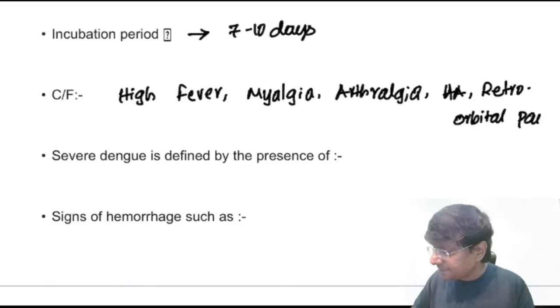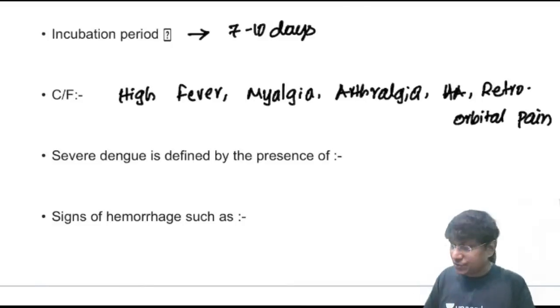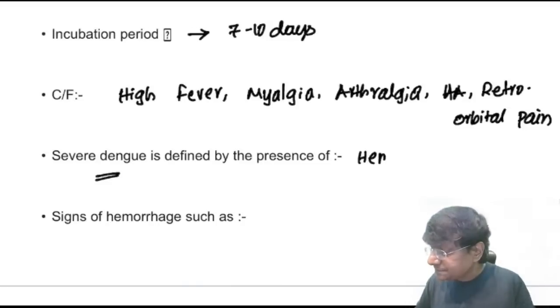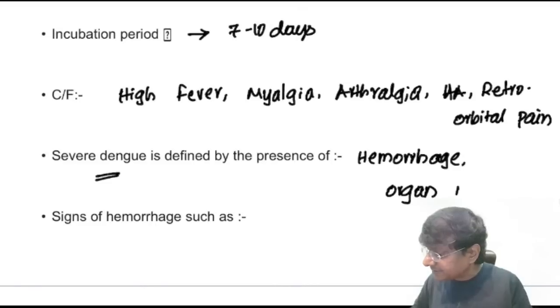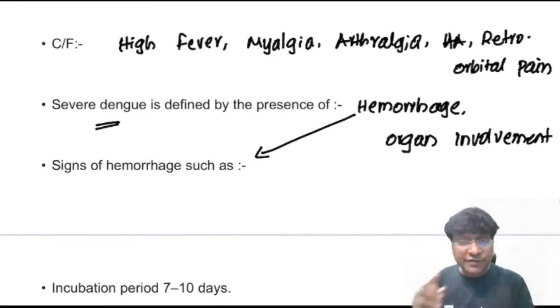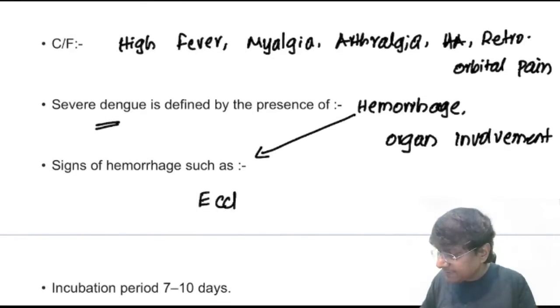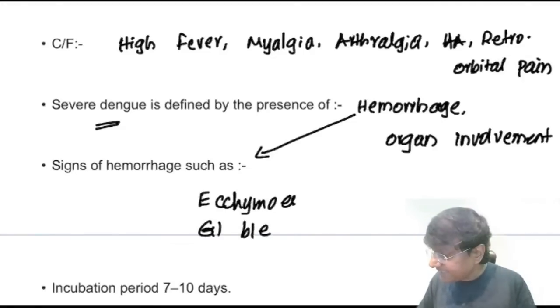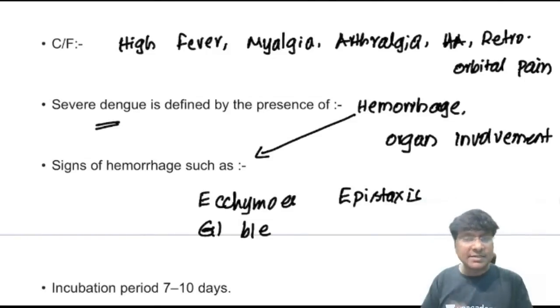Now, when will you call it severe dengue? We use the term severe dengue whenever there is plasma leakage, hemorrhage, or organ involvement. What are the signs of hemorrhage? The signs of hemorrhage will be ecchymosis, gastrointestinal bleeding, and epistaxis that will appear later in the disease.